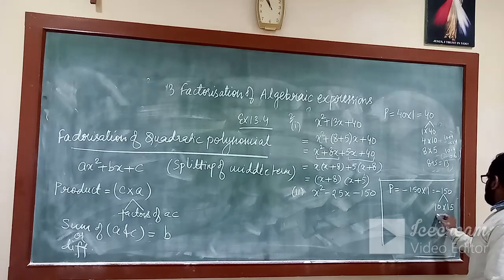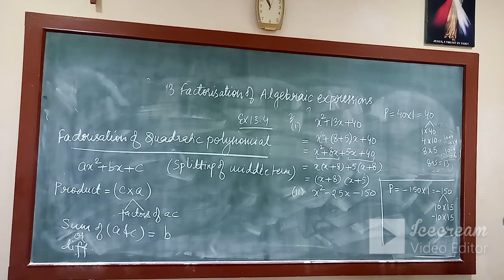That means minus 10 into 15 I can write. So it will give you minus 150. But what is the problem? The problem is minus 10 into 15 will give you minus 150, but minus 10 plus 15 will give you 5. So our middle term is not matching. So this cannot be our selection. Okay. Next, move on to another factors.